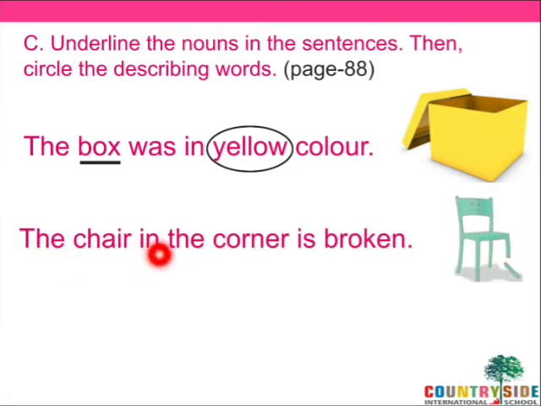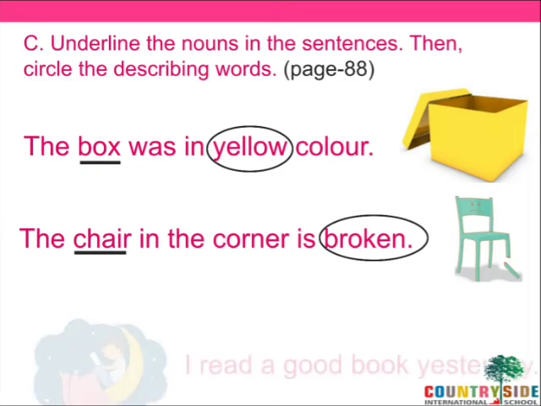The chair in the corner is broken. So now, what is noun here? Chair. Yes, because it is a thing. And which thing describes more about chair? So it is a broken chair. How's the chair is? It is broken. So we will circle the describing word. Yes, now see the third one.